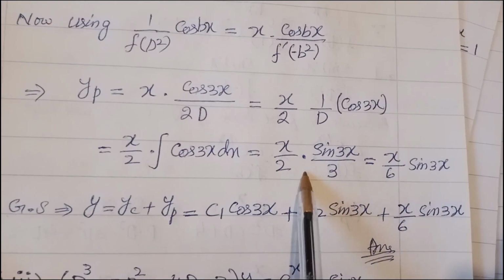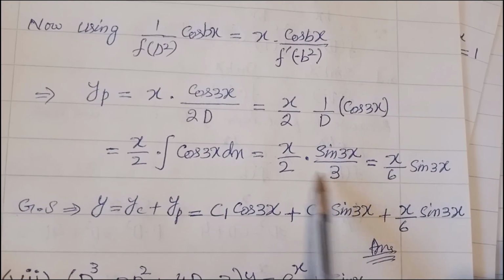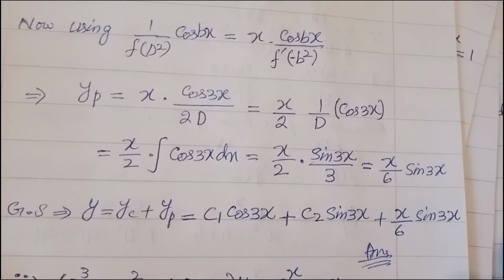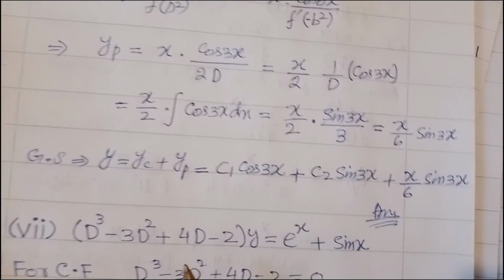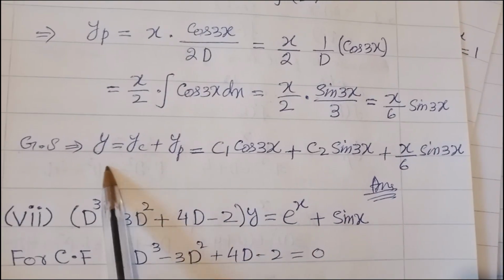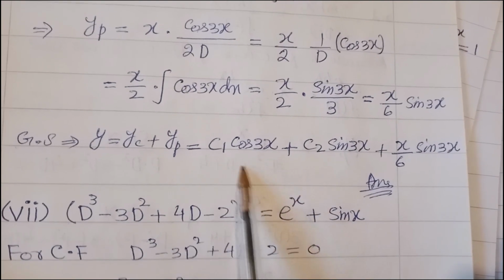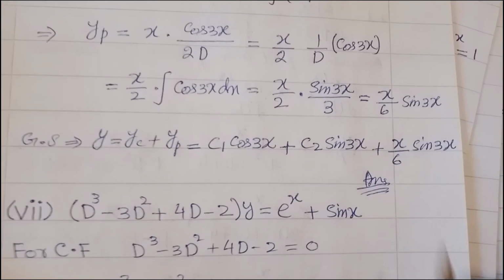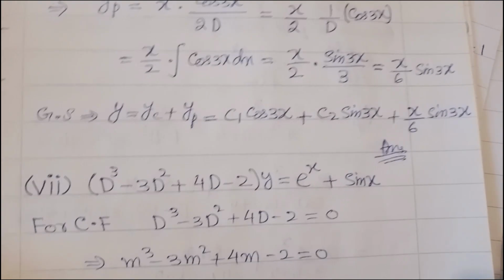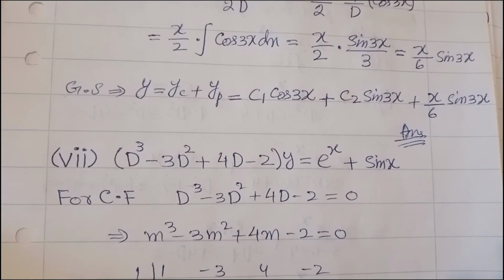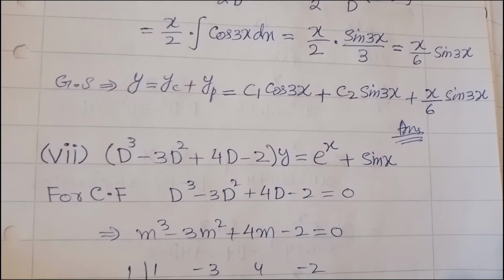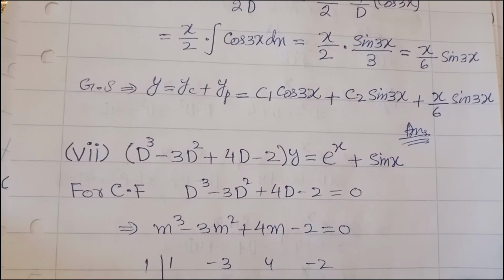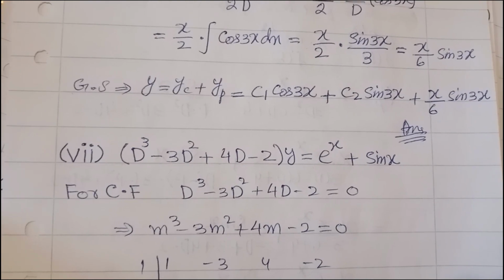So x upon 2 times sine 3x upon 3 is the integral. Multiplying these two terms, we get x upon 6 sine 3x. This is our particular integral. Now the general solution of the entire differential equation becomes y is equal to yc plus yp, that is c1 cos 3x plus c2 sine 3x plus x upon 6 sine 3x. Here I am trying to solve different kinds of problems to give you a clearer overview of how to proceed with the solution for different types of functions in higher order differential equations.